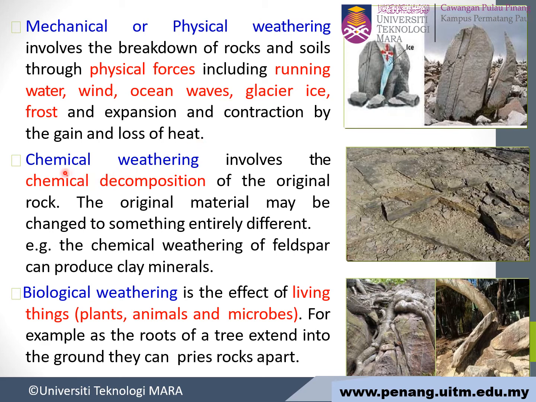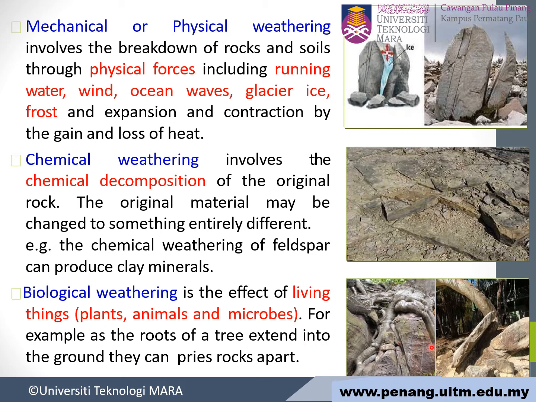The second type of weathering is chemical weathering, which involves the chemical decomposition of the original rocks. The original material may be changed to something entirely different. For example, chemical weathering of feldspar can produce clay minerals. And the last one is biological weathering. It is the effect of living things, for example plants, animals, and microbes.